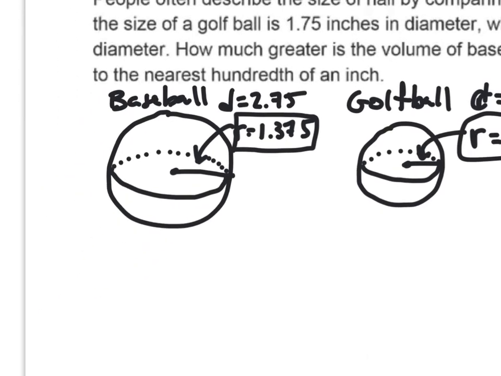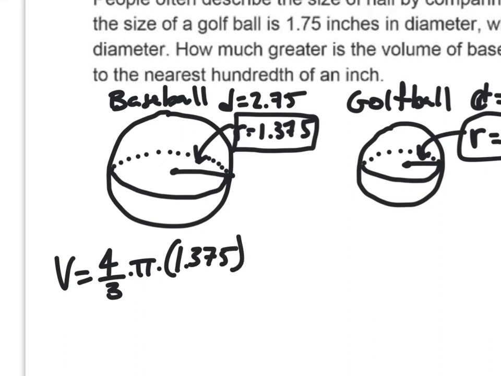So the volume of the baseball, okay, is going to be 4/3 times pi times your radius cubed, so 1.375 cubed. Okay, so let's evaluate that in the calculator. So I've got 1.375, raise that to the third power, okay, and that's going to give us about 2.59. Okay, I'm going to multiply that by pi, and then multiply that by 4, and then divide that by 3. So we get a volume of 10.89 inches cubed, okay, for my baseball.